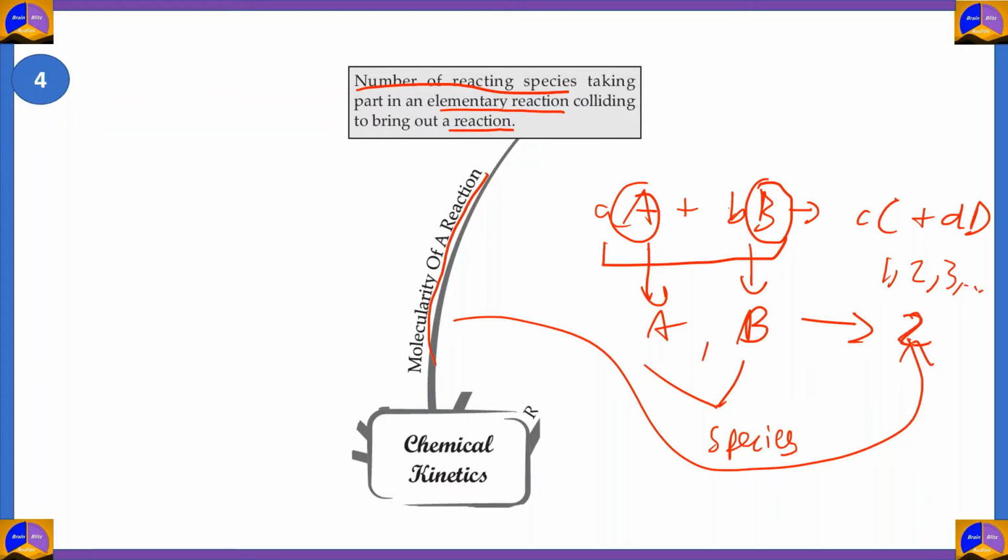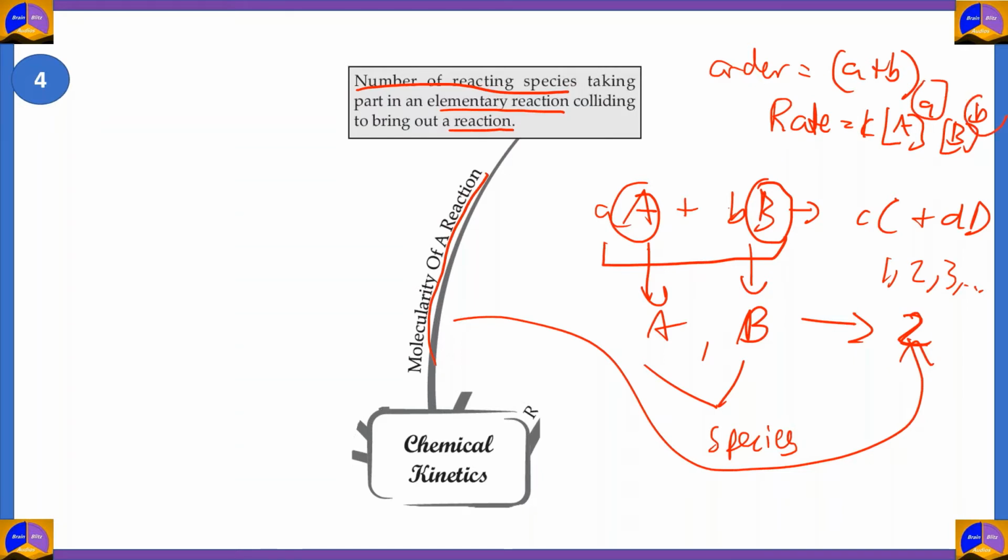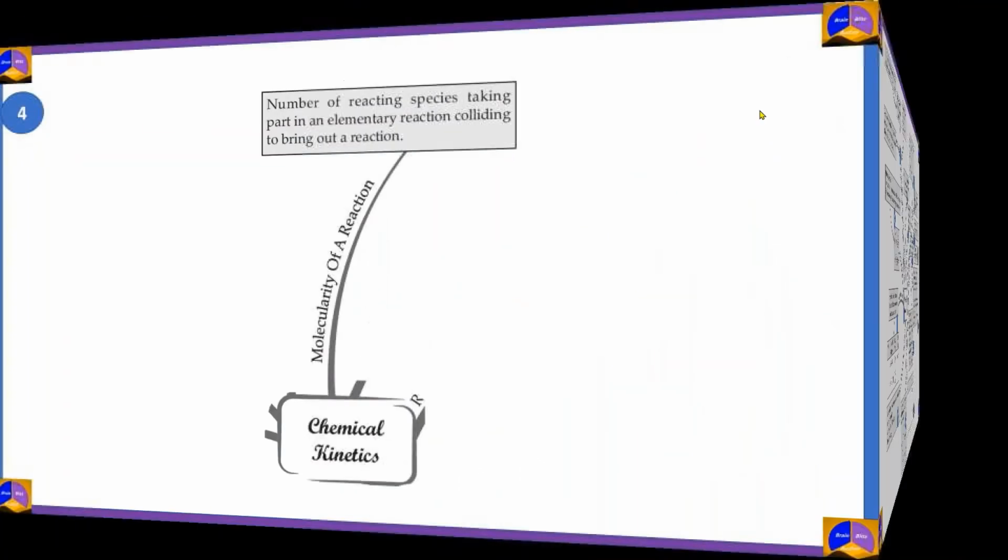So the molecularity is 2, while the order could be anything, which represents A plus B. The order is the sum of these powers, while the molecularity looks at how many different reacting species are present. So that's the difference between molecularity and order.